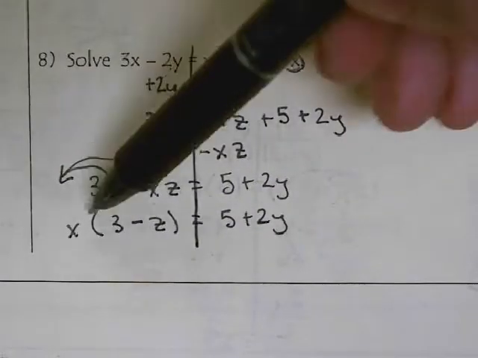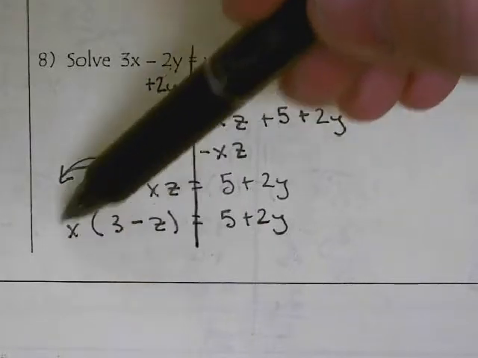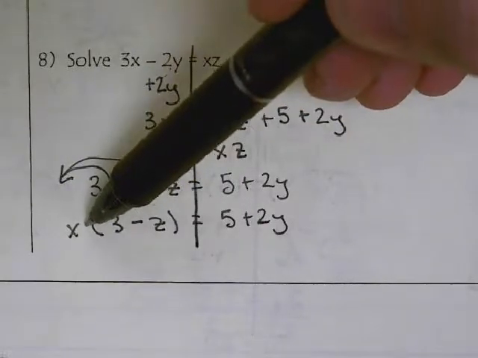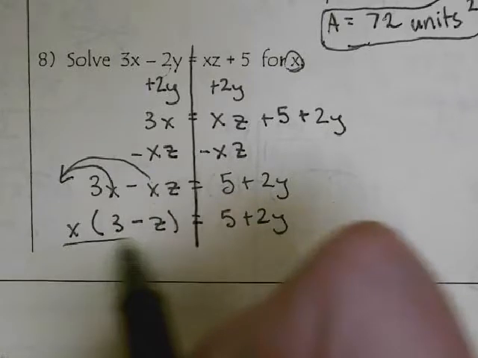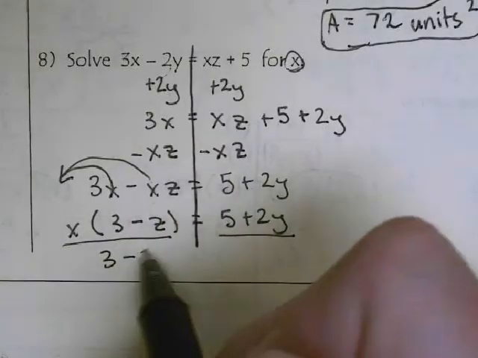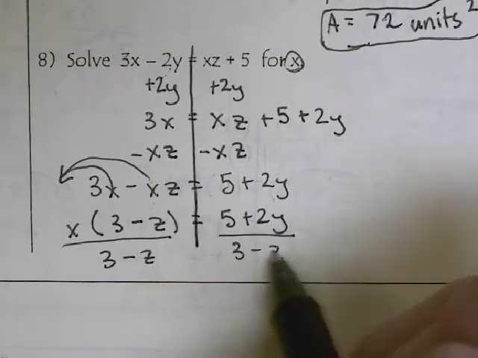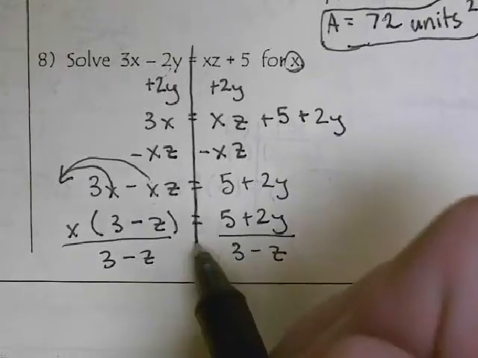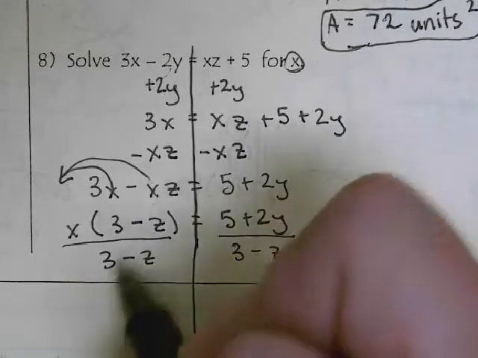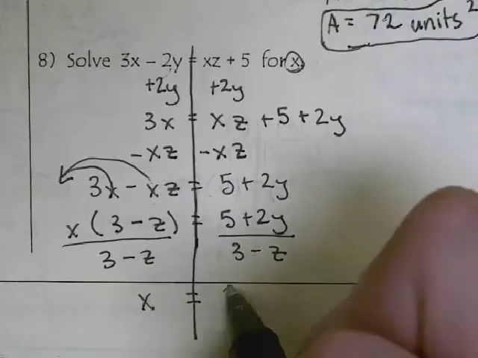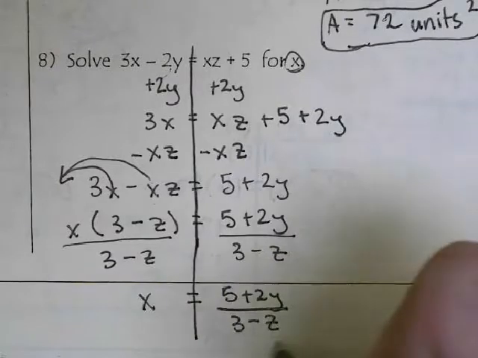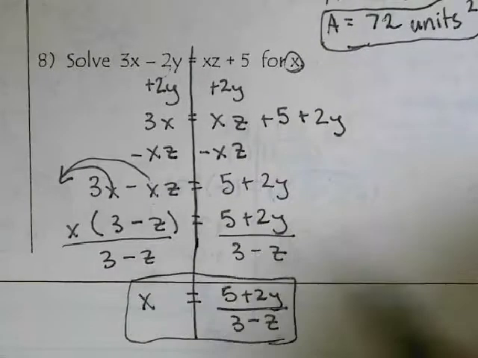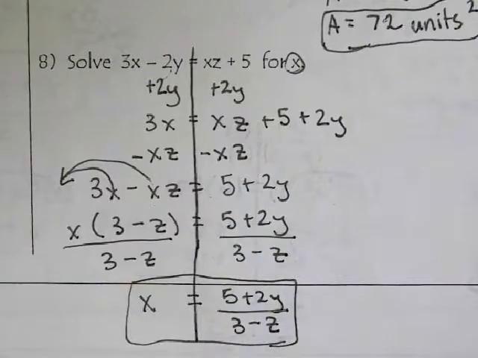Now since this right here is multiplication, if I want to get the x all by itself, what can I divide by so that there's nothing left next to the x? I can divide both sides by 3 minus z. And then we'll find that our final answer is x equals (5 plus 2y) divided by (3 minus z). And that's how we can solve for x.